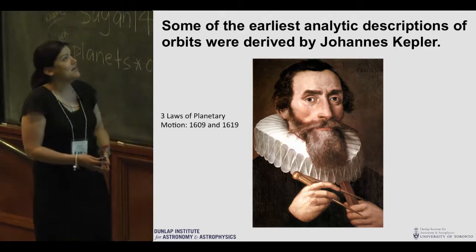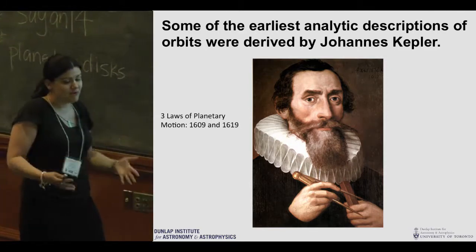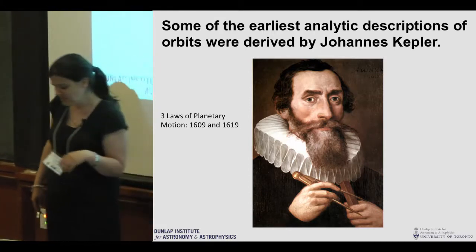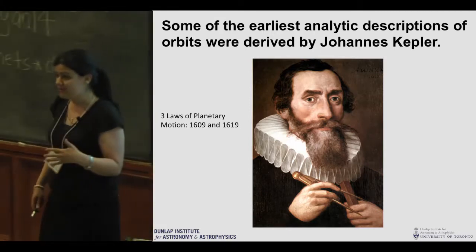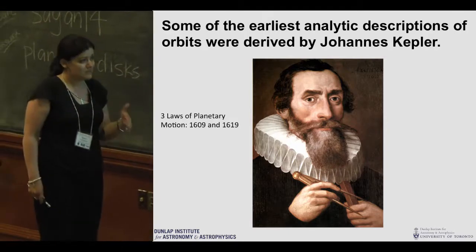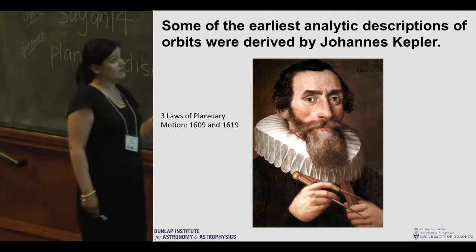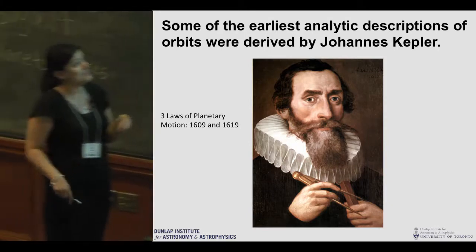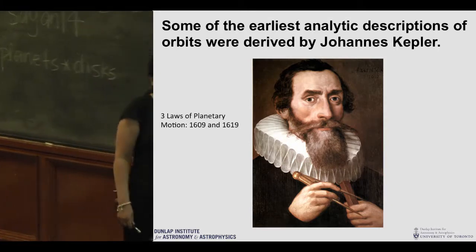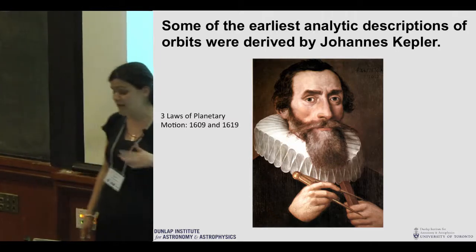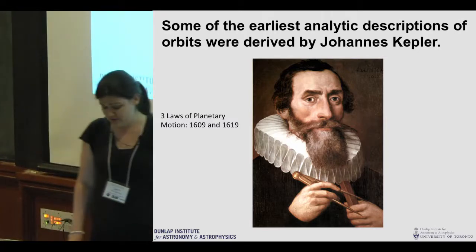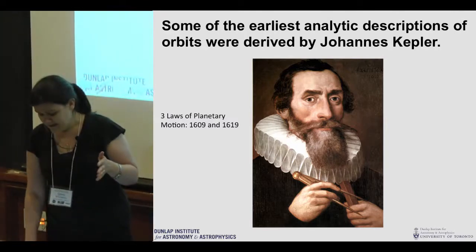Of course, Kepler did some of the very earliest analytic descriptions of orbits, but he was mostly doing this all empirically. He didn't really have a good explanation or understanding of why his laws worked, but he did derive them. Back in 1609 and 1619, he came up with his 3 laws of planetary motion. So I just wanted to do a little review of at least what those are, because those are often used by us and they're very important.